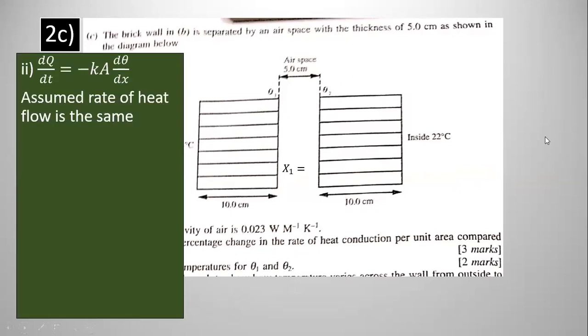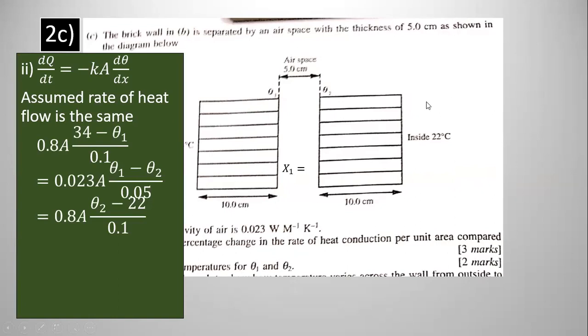Use this formula, assuming the rate of heat flow is the same through this layer of glass, this layer of air, and this layer of glass. Form your formula for this layer: 34 minus theta 1, your length changed to meters, that's your area A. And then for this L here, conductivity is given there, and then there's your theta 1 minus theta 2. Change that 5 cm to meters. Then this layer of glass.